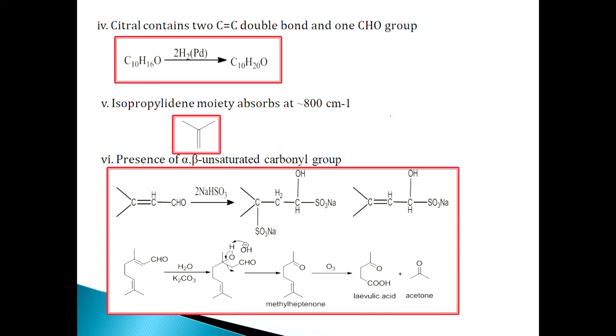In the next step, the presence of an alpha beta unsaturated carbonyl group. In this step, citral adds 2 moles of sodium bisulfite, giving both mono and bisulfite addition products. So this indicates that one of the double bonds is conjugated with the carbonyl group. This is confirmed by the UV spectrum at lambda max 238 nanometer.